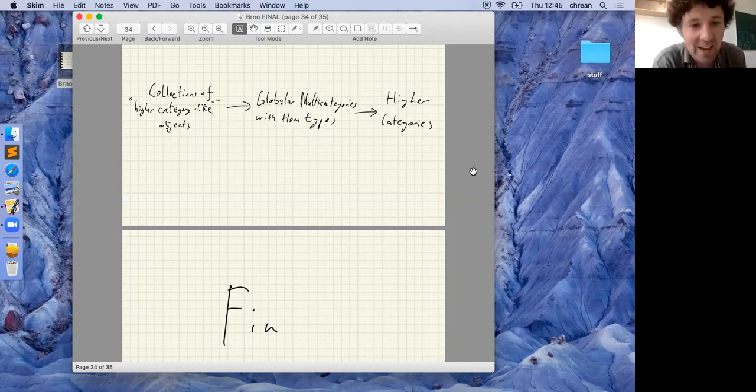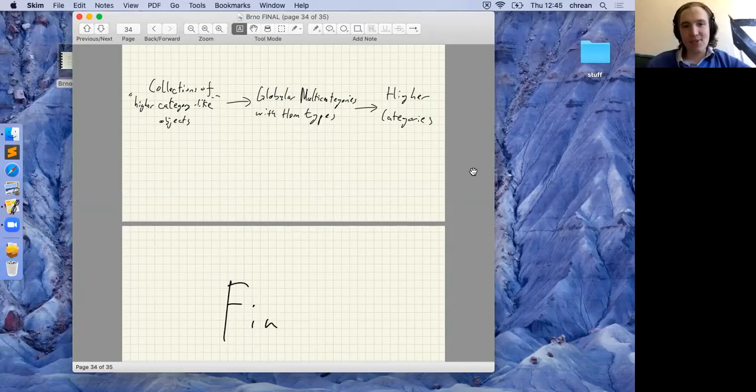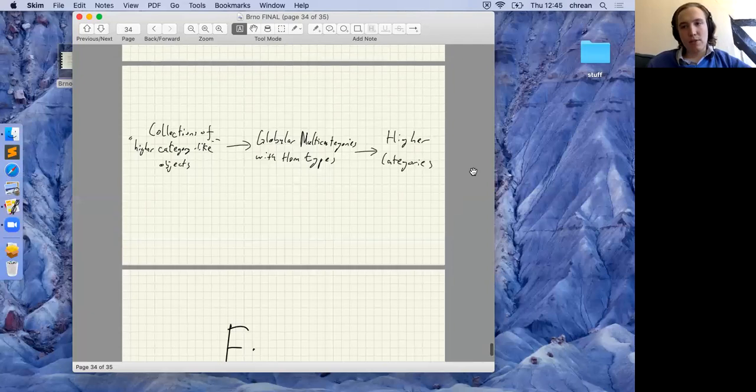Well, so collections, so maybe I didn't understand it exactly right, but collections of higher category like objects give rise to globular multi-categories, right? Or, yes. So what if the higher category like objects are something like quasi-categories? So yes, that's a good question.